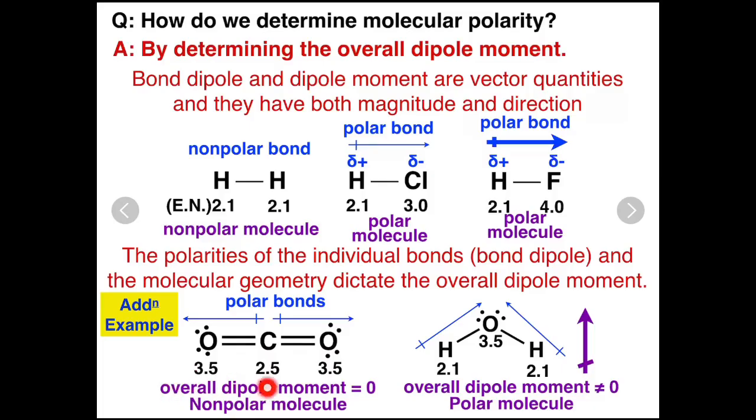If the overall dipole moments are able to cancel each other out and come out equal to zero, then that molecule would be nonpolar. If the overall dipole moment comes out not equal to zero, which means they are not able to cancel each other out, then that molecule would be polar.